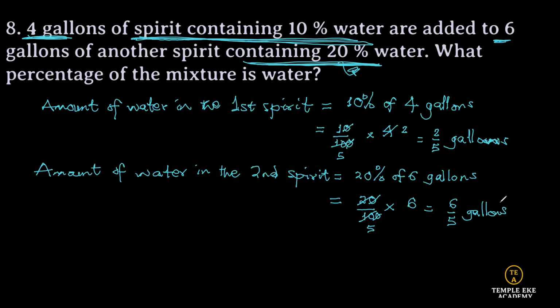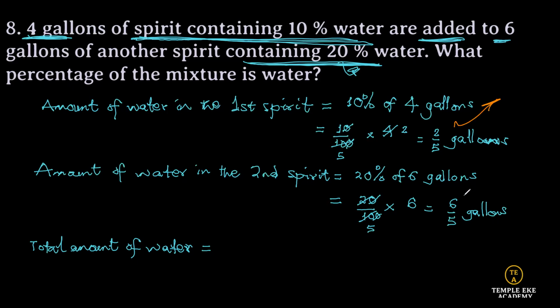And now we want the total amount of water when the spirits are combined. They were mixed. 4 gallons of spirits containing 10% water are added. So they were mixed. So total amount of water in the spirits combined, when the spirits are combined by mixing, is going to be the amount of water in the first spirit plus the amount of water in the second spirit. And that amount of water in the first spirit is clearly shown, and that is it right there, 2/5.